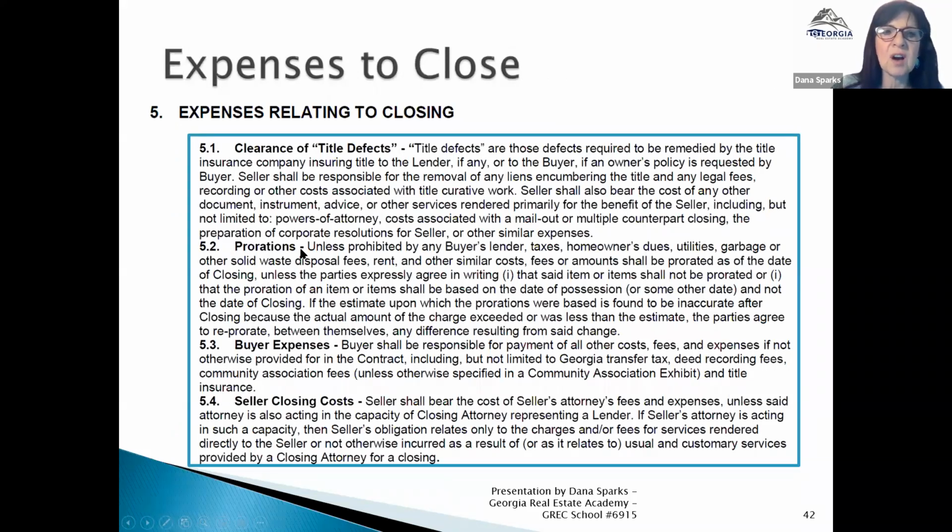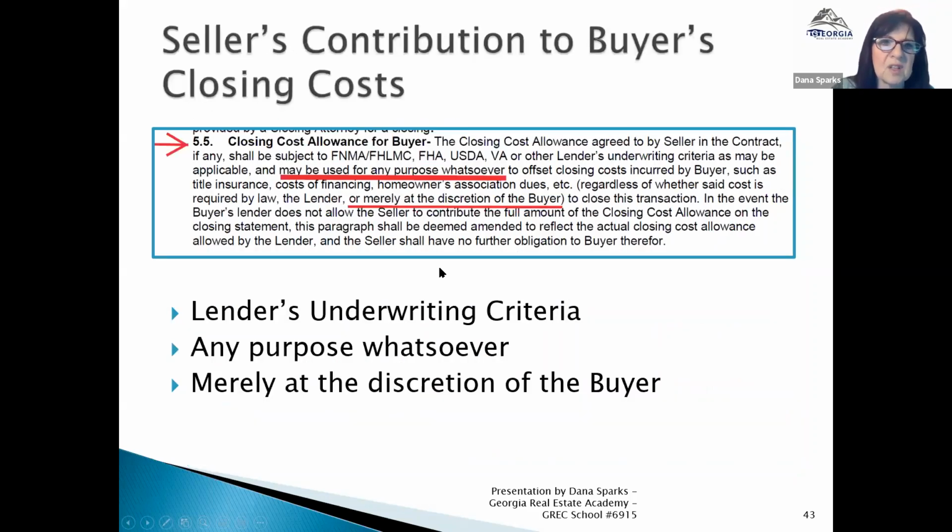These are closing costs, and basically the seller is responsible to pay anything that would be required to clear any title defects. Just as normal in Georgia, buyer and seller at closing agree to prorate taxes and all that information. Buyer shall be responsible for payment of all the other costs, fees, and expenses if not otherwise provided. Seller's responsible for the costs associated with their side of the closing.